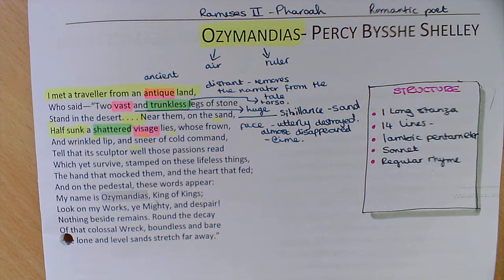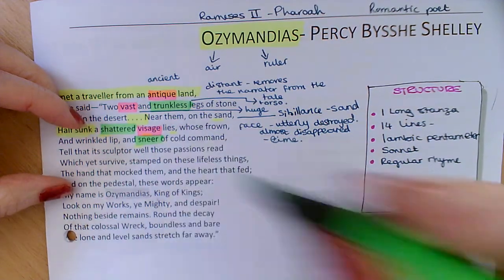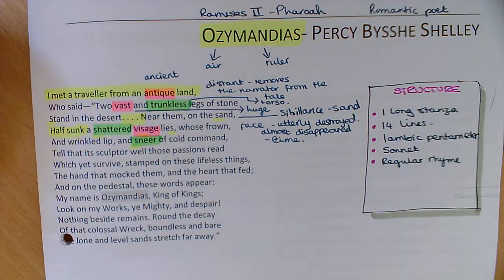Okay, whose frown and wrinkled lip and sneer of cold command. So first of all, what's a sneer? Anybody? Can anybody make a sneer at me? Any ideas? Yeah, that's it. It's that look you get on your face when there's a nasty smell under your nose, that kind of wrinkled. Yeah, I don't do it very well. But it's a really, really negative facial expression. Okay? Sneer of cold command.